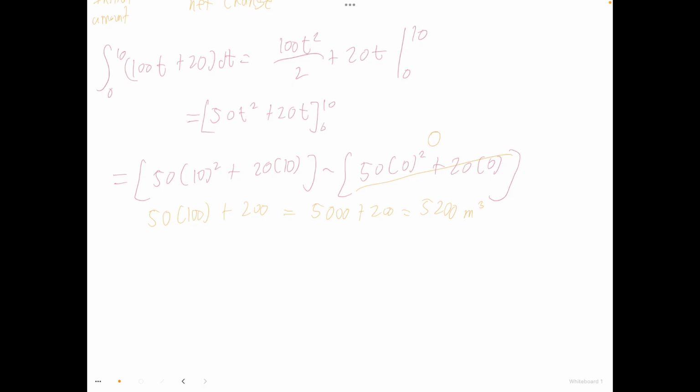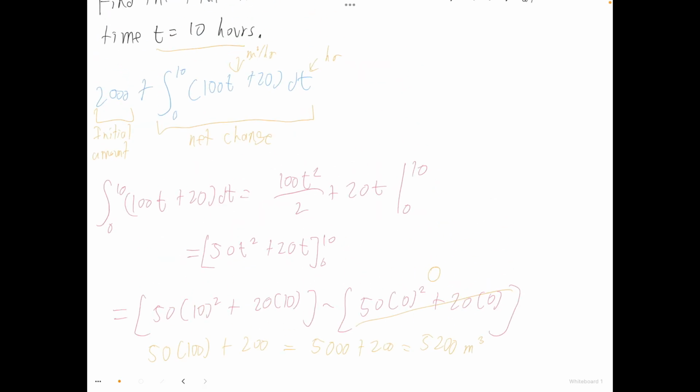But that's not how much water there is, that's how much we changed by. So that's our net change here, that's 5,200. But we have to consider the initial amount as well. And the initial amount was given by the 2,000.